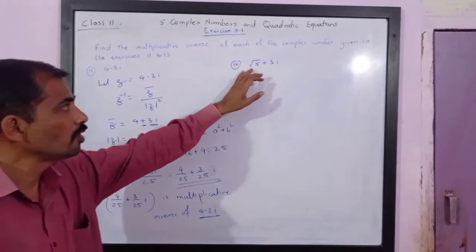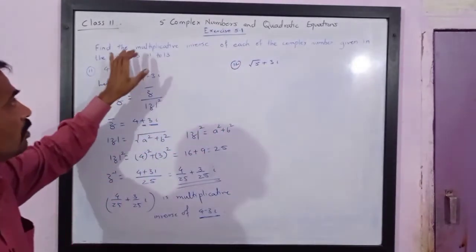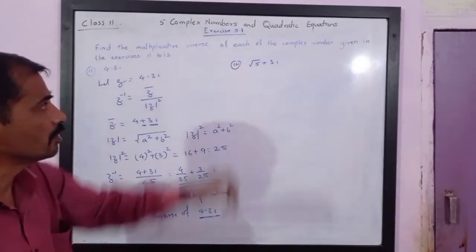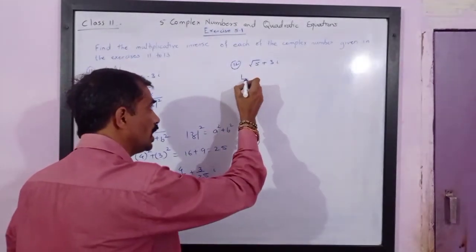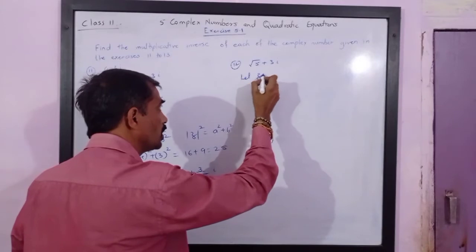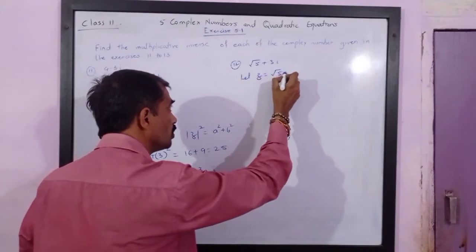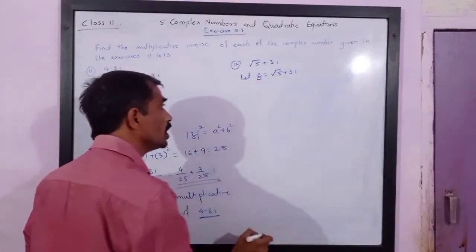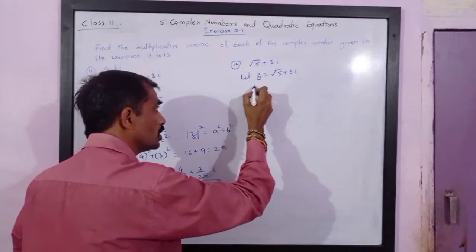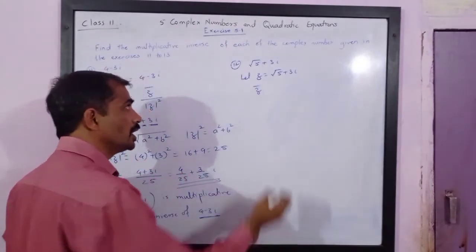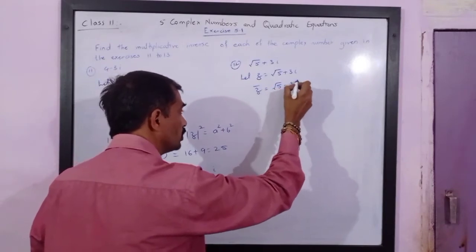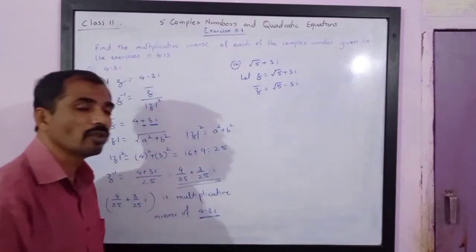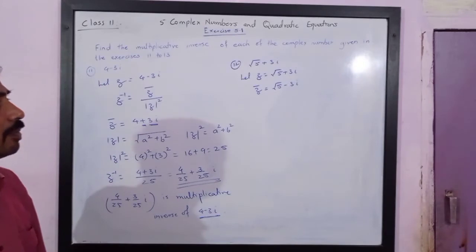Next question is root 5 plus 3i. We have to find the multiplicative inverse of the complex number. So let the complex number be equal to z. So let z be equal to root 5 plus 3i. It means the conjugate of the complex number is equal to root 5 minus 3i. Please note we change the sign of only the imaginary part of the complex number.